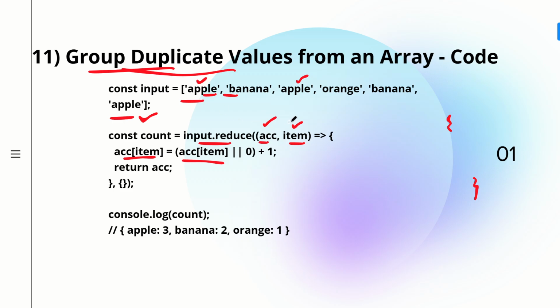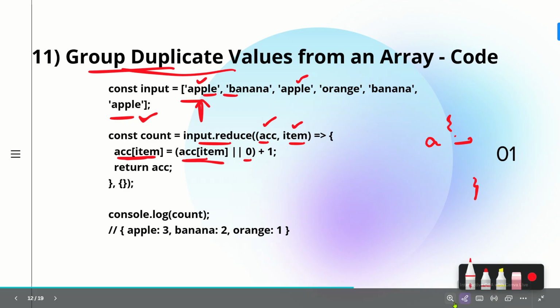Okay, then what are we doing? We take the first item here, the first item is apple. We are checking, do we have anything called apple here? Accumulator of apple, is it there? No, it's not there. So it is a false value. Then the or will get executed and it will become 0 plus 1. So you are now making accumulator of apple. Accumulator of apple will be what? It will be 0 plus 1, it is 1. Your accumulator of apple has become 1.